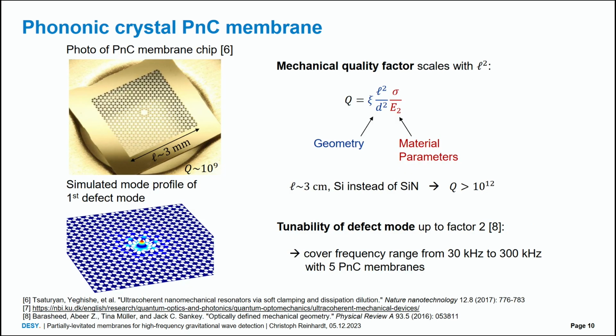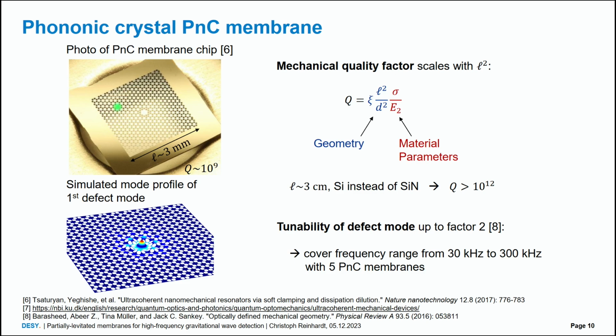So okay, so now we have 10 to the 10 in terms of quality factors. So how can we get to 10 to the 12, 10 to the 13? And basically the strategy that we are pursuing here is to use this phononic crystal membrane. And this membrane is characterized by this honeycomb lattice of holes, which is punched into the membrane, and which acts as a phononic crystal. And then we have this central defect here.